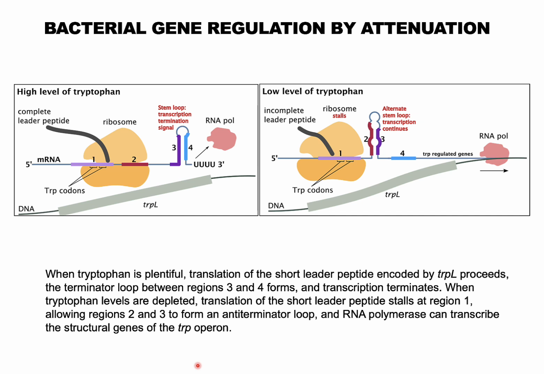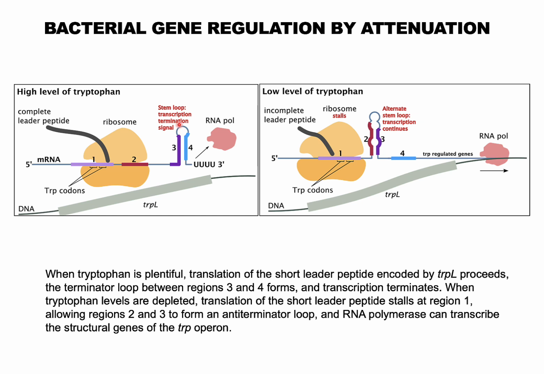A high level of tryptophan will permit the ribosome to translate the attenuator sequence domains 1 and 2, allowing domains 3 and 4 to form a hairpin structure, which results in termination of transcription of the TRP operon.